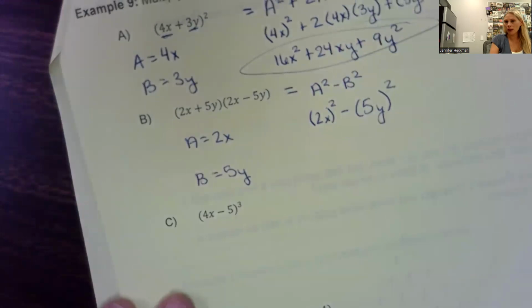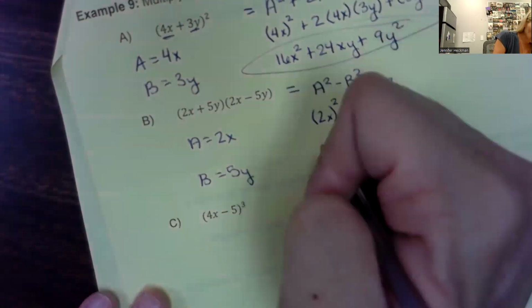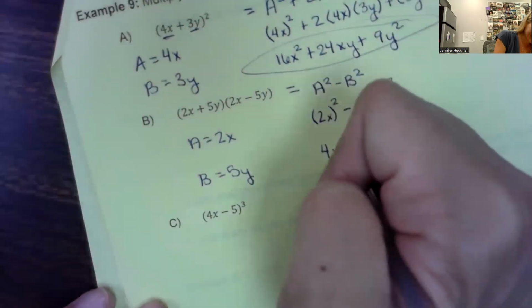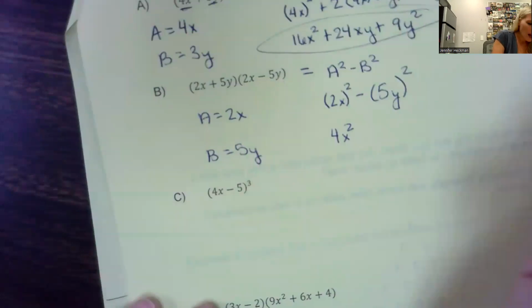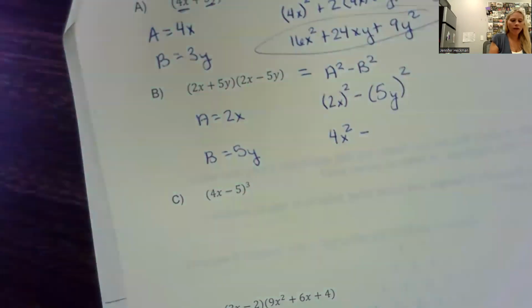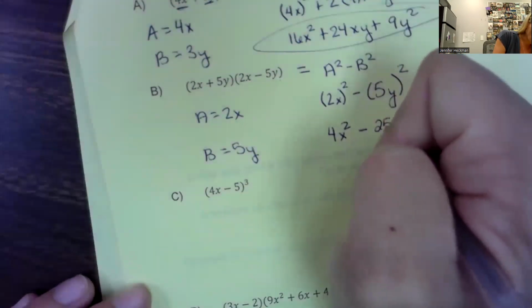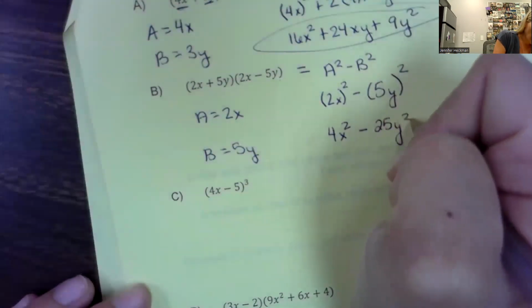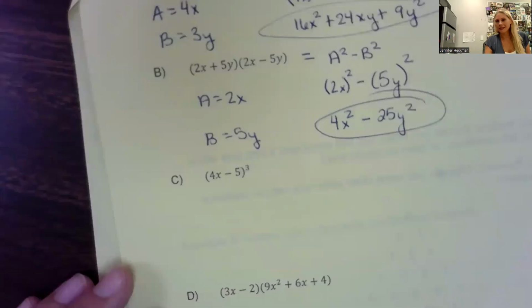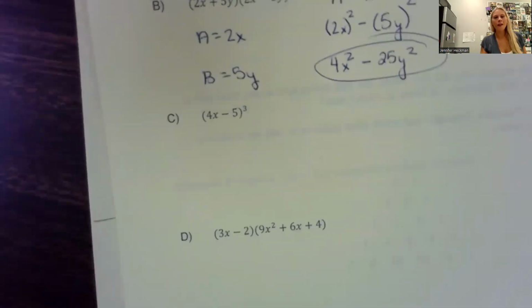Then I'm going to evaluate that, right? So 2x squared is 4x squared. I know that sounds weird, right? Minus, and then 5y squared is 25y squared, and we're done. Nice little trick.